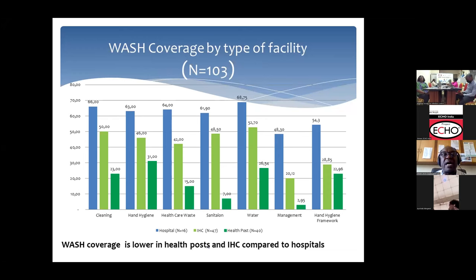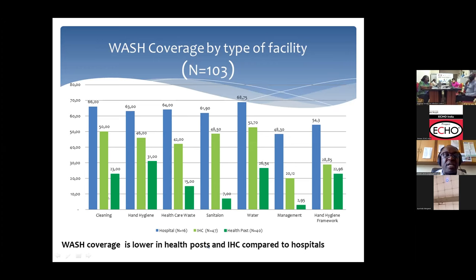Now, in terms of the different WASH components, on this graph, we have classified the facilities according to the type of facility and their score on the different WASH indicators. The blue bars represent hospitals. The gray bars represent integrated health centers. And then the green bars represent the health posts. Now, if you look across, you will discover that the green bars are the least in terms of coverage. We mean that in terms of coverage, health posts had the least coverage.